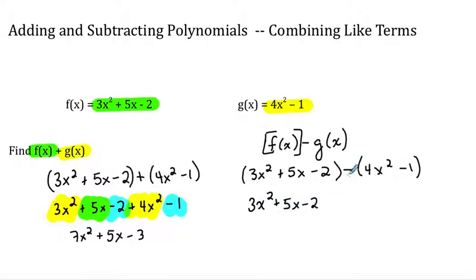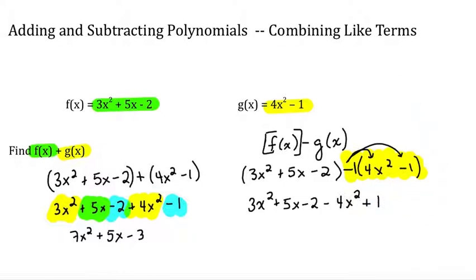But here I've got a negative sign that's actually in front of these parentheses, or I could think of it as a negative 1 that I'm distributing into this second set of parentheses. So here I'm going to be careful and take my time and make sure that I actually distribute that negative sign into the second set of terms, or the second expression. So that's going to give me negative 4x squared, and negative 1 times negative 1 is positive 1, or plus 1.